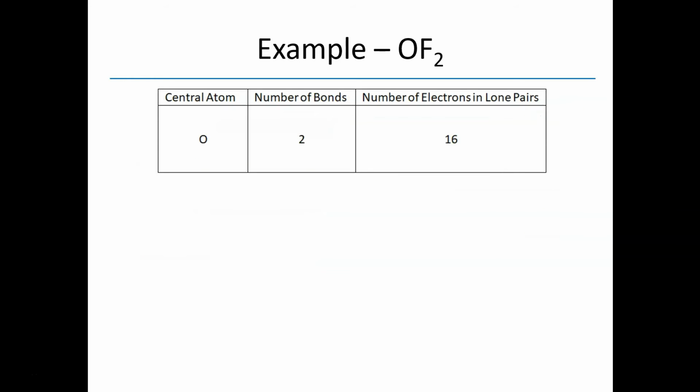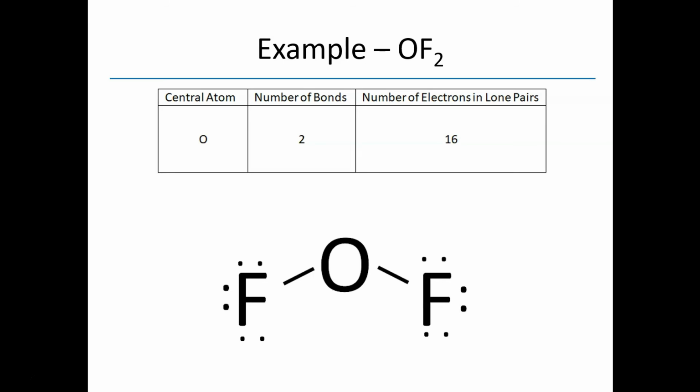Now oxygen is going to be our central atom because it is less electronegative, plus it can form the most bonds. Fluorine can only form 1 bond, whereas oxygen can form 2. So we're going to write our central atom and put our 2 peripheral atoms around it. We add our bonds, then we add our lone pairs to the peripheral atoms, and then we add the remaining to our central atom.